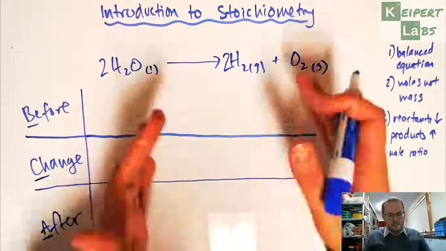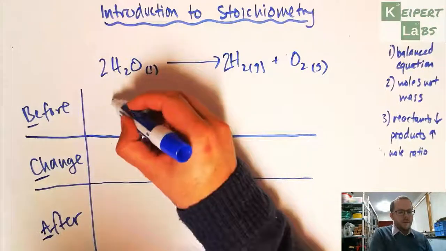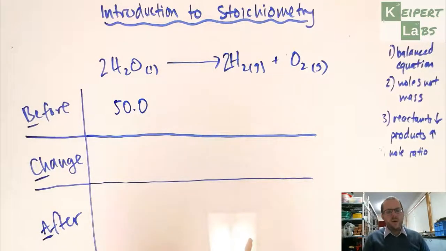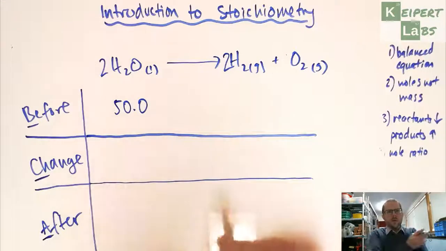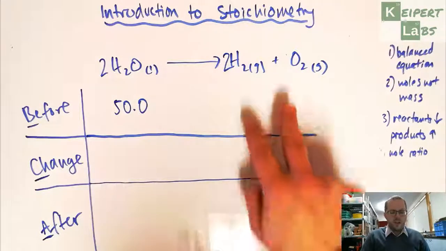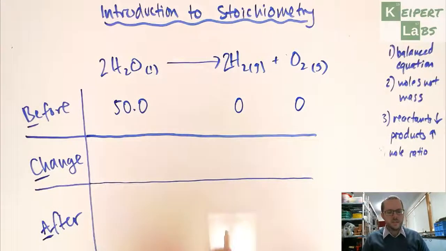Now I can establish my BCA table. If I start with 50 moles of water, how many moles of each of these gases am I going to produce? Remember, I'm talking about moles, not masses. We will start to do conversions involving mass as the next step, but at the moment we're just looking at using the table for moles. My reactants are going to go down, and my products are going to go up because they start from 0. I've produced no product yet, no water has split.